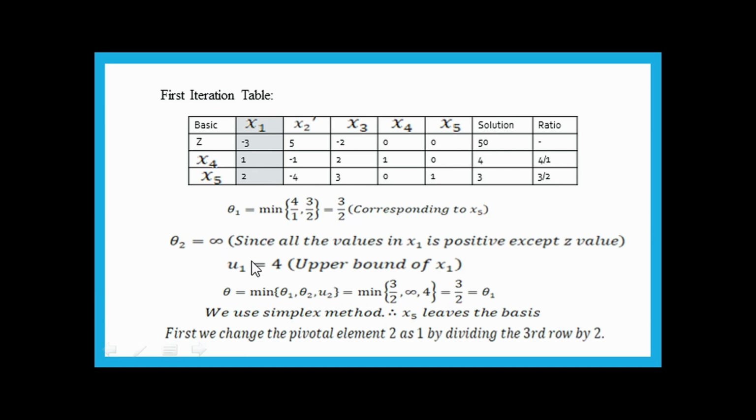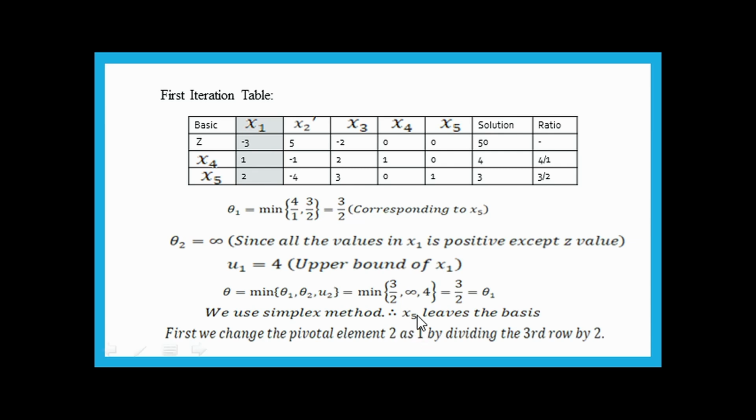Here also theta 2 equal to infinity, because all the values in the x1 column are positive except the z value. Now we have to find u1, because x1 enters the basis and x1 has the most negative value. So u1 is equal to 4, which is the upper bound of x1. Now we have to find theta, which is the minimum of theta 1, theta 2, u1, which is equal to minimum of 3 by 2, infinity and 4, which is equal to 3 by 2, which corresponds to theta 1. So in the case of theta 1, by using the algorithm, we make the next step as in the simplex method.